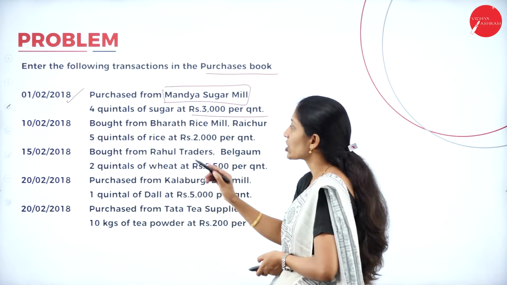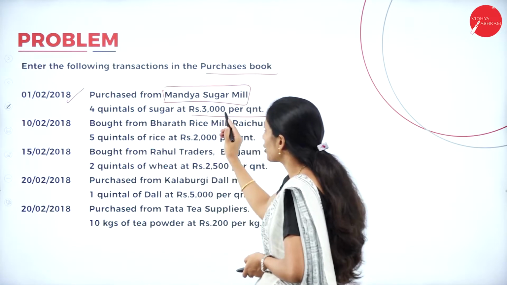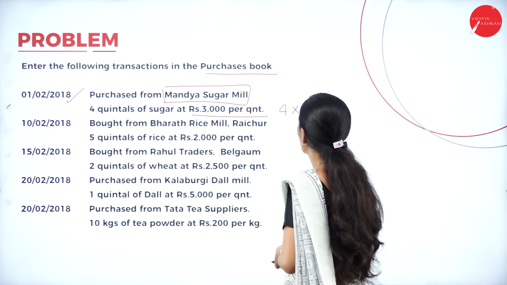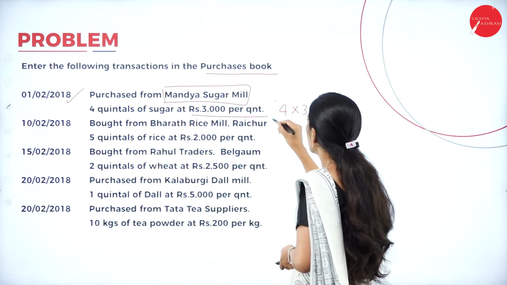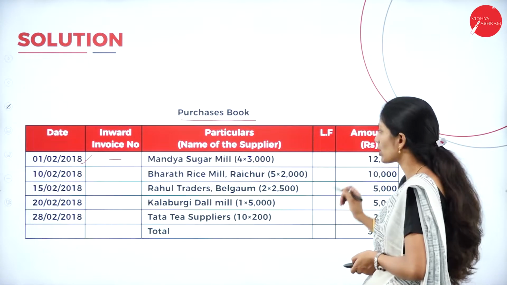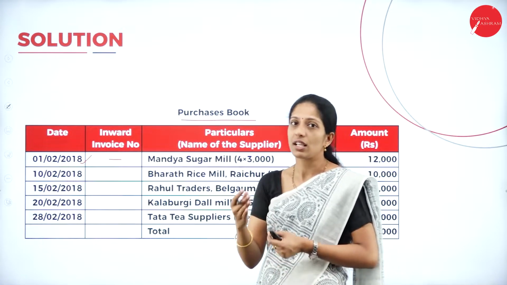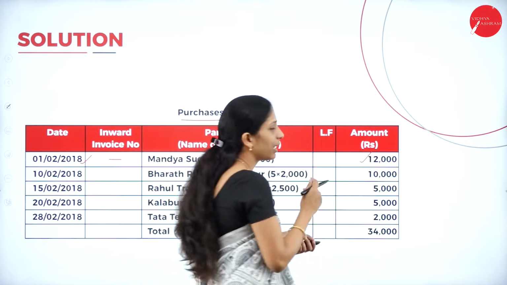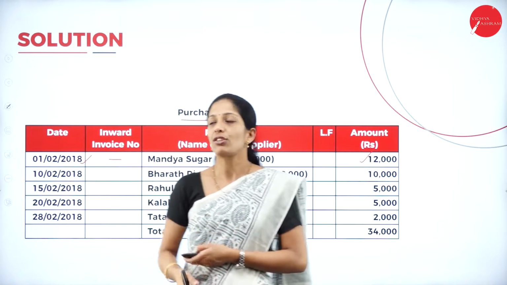How much we have purchased? 4 quintals of sugar at rupees 3,000 per quintal. In the sense 4 into 3,000. This is how you have to calculate. 4 into 3,000. So what answer will you get? That is 12,000. So the amount has to be written in the amount column, 12,000. Now coming to the next one.